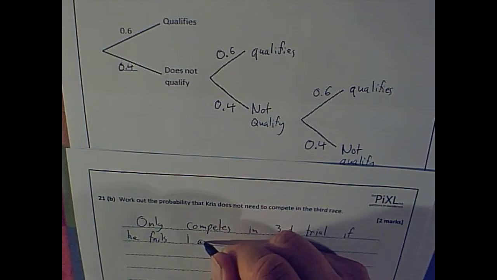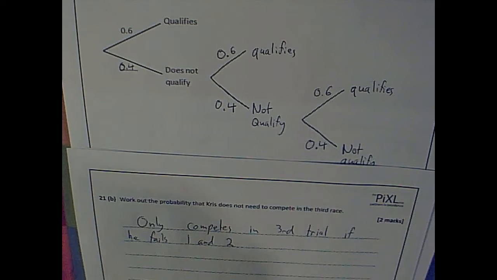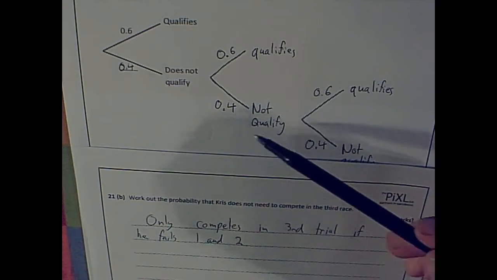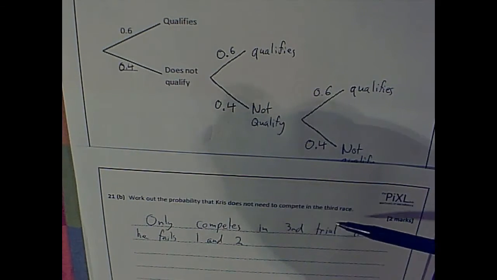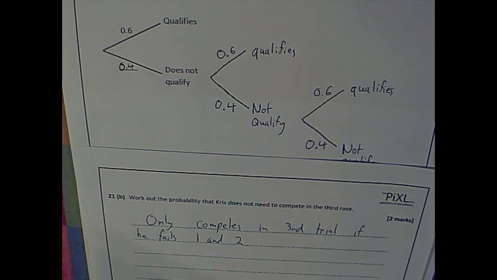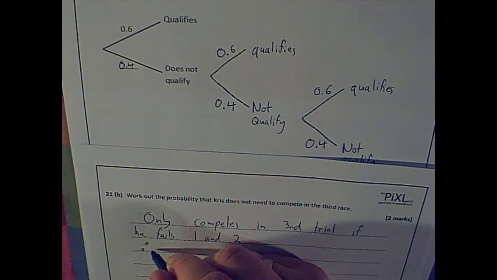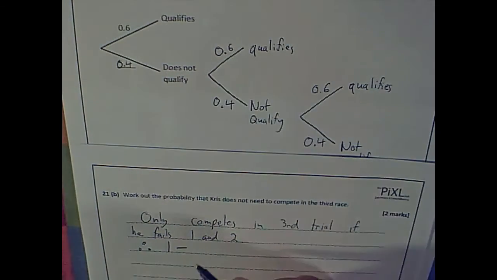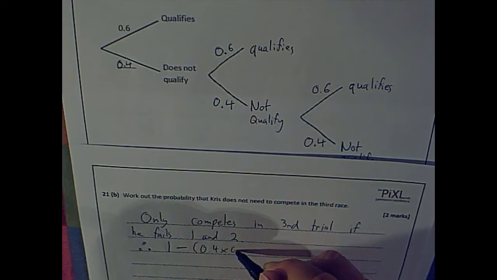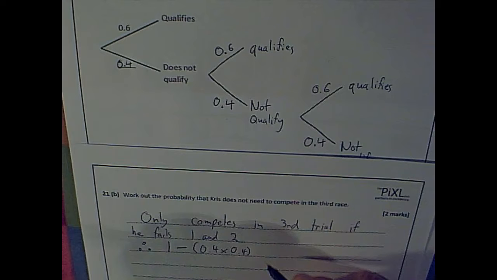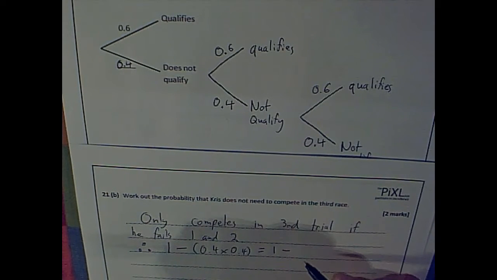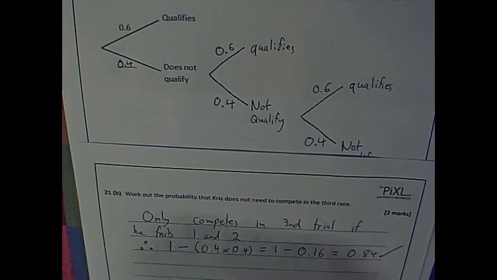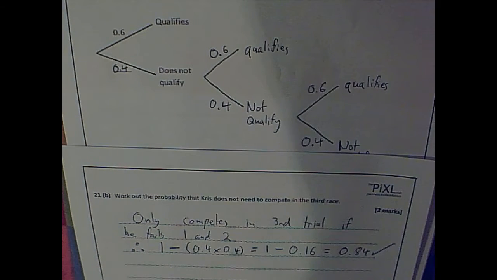So what I can do is work out the chances that he fails 1 and 2, and then everything else would be my chance that he doesn't need to compete. I can do it like this. So it's 1, complete certainty, take away the chances of him failing both those races, which is 0.4 times 0.4. Which equals 1 minus 0.16, which equals 0.84. That is a nice and straightforward way of doing it.